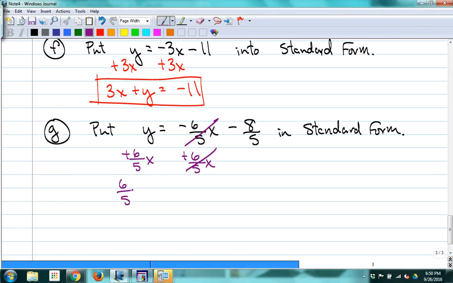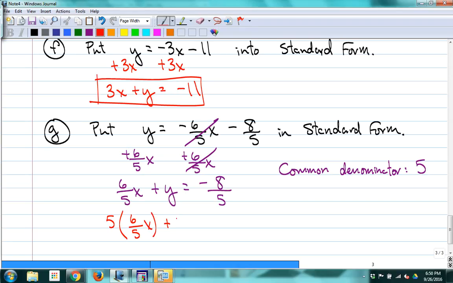But so here we have a fraction, and we need to get rid of that fraction. So what we want to think about anytime there's fractions in it and we're trying to get it in standard form is what's the common denominator of those fractions. What would be the common denominator between 6 over 5 and negative 8 over 5? 5. So what we want to do is multiply that entire equation by that common denominator, 5. 5 times 6 over 5x, 5 times y, 5 times negative 8 over 5.